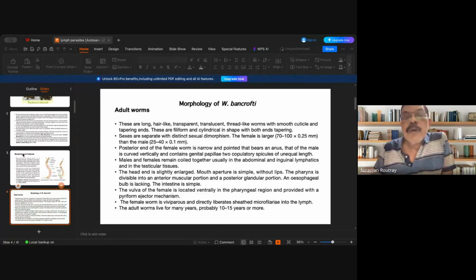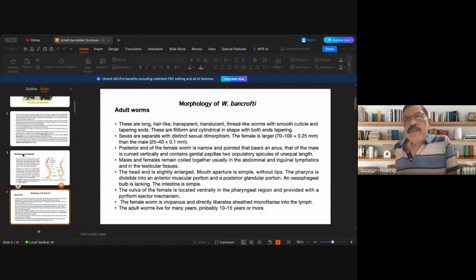Now, the morphology: they are very long, transparent, cylindrical, tapering at both ends. Sexes are separate, and the female is larger than the male. The posterior end of the female is narrow and pointed. It bears the anus. That of the male is curved ventrally and contains genital papillae and two copulatory spicules of unequal length. Males and females remain coiled together, usually in the abdominal and inguinal lymphatics. So this is very important. They remain coiled together, usually in the abdominal and inguinal lymphatics.